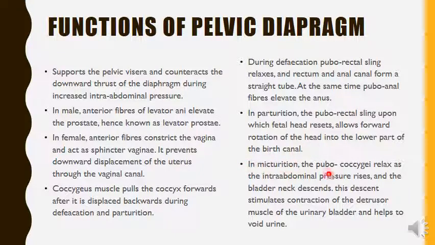Then in micturition, the pubococcygeae relax as intra-abdominal pressure rises and the bladder neck descends. This descent of the bladder neck stimulates the contraction of the detrusor muscle of the urinary bladder and helps to void the urine. So for all the pelvic viscera to carry on their normal functions, the pelvic diaphragm is aiding it, helping it, supporting it in all the ways. So these are the functions of the pelvic diaphragm.